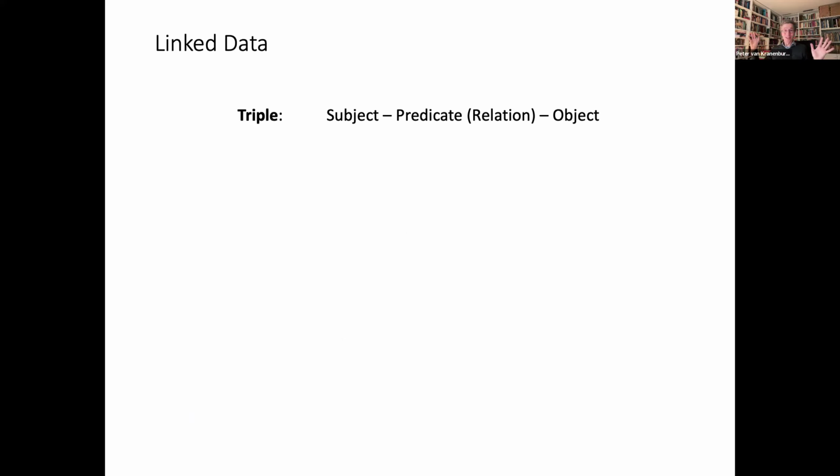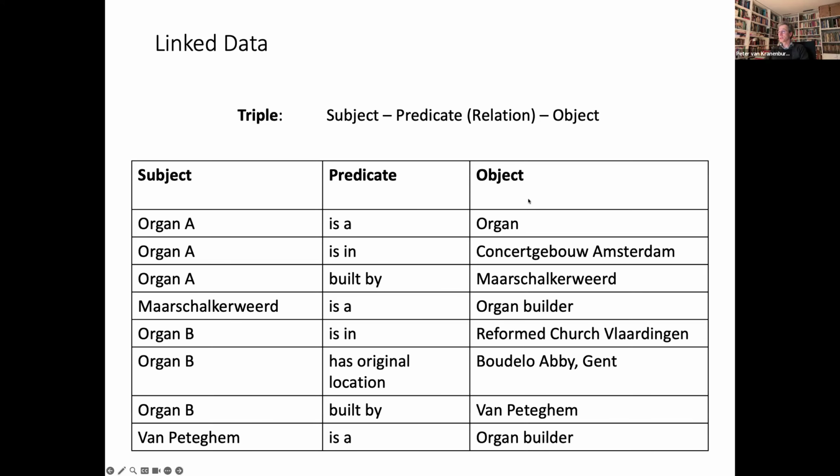Also, I do not want to offend you, but I have a very basic explanation of what linked data is. So linked data consists of triples, and a triple consists of a subject, a predicate, and an object. In fact, it's a very simple sentence. An object in one triple can be a subject in another triple, and with that you can build a network.